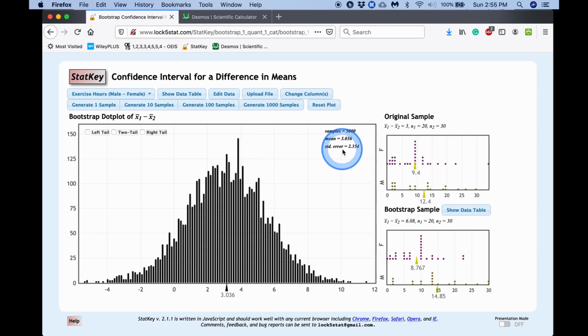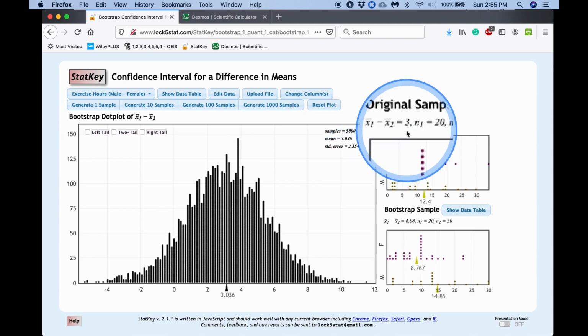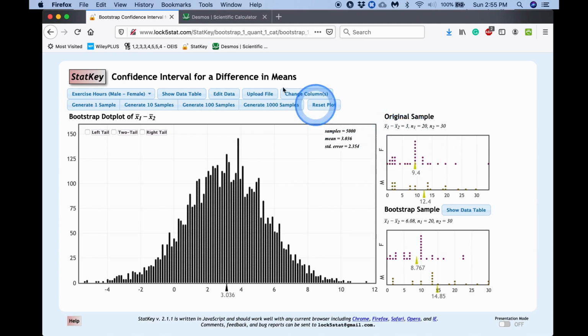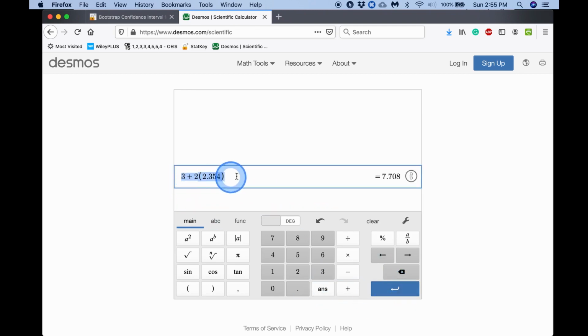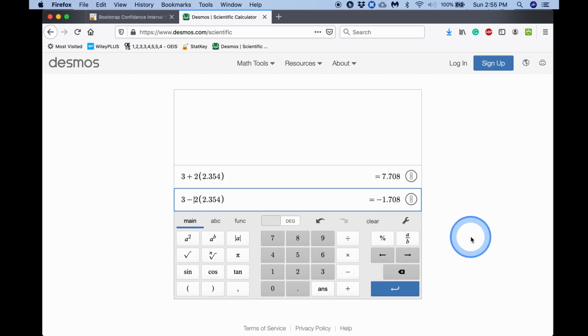Okay, so I'm going to write that down, and I'm going to keep track of our best estimate, which is 3. And so when we develop our confidence interval, we're just going to do the usual thing. We're going to take our best estimate, and we'll do plus 2 times the standard error, which was 2.354. Okay, that gives us one endpoint. I'm going to copy, paste, put a minus sign, and that gives me the other endpoint.